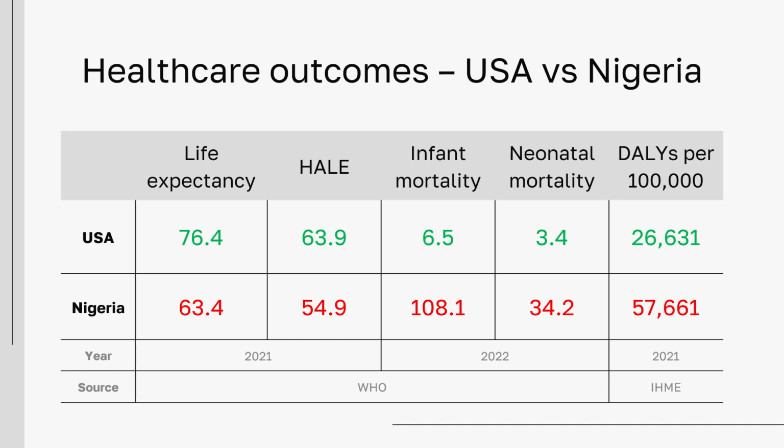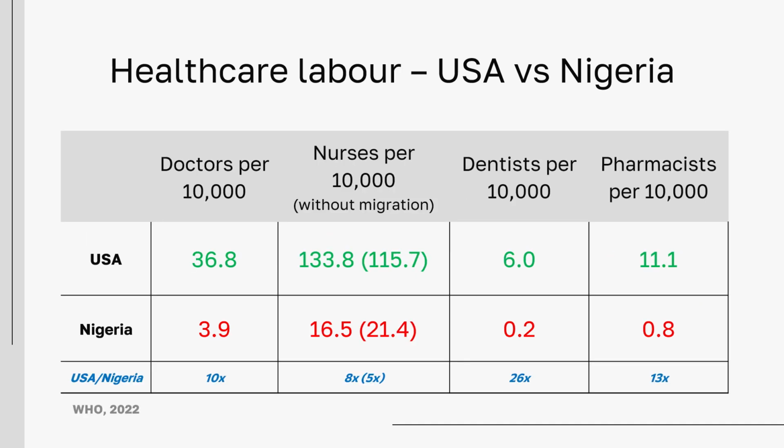So, fairly obvious to most that yes, the U.S., being a developed country, has better healthcare outcomes than Nigeria. But now we can look at our demographic factors to explain these variations, because when we look at the ratio of healthcare labor hours per capita, we see strong variation. So the USA, for example, has 10 times the number of doctors per capita as Nigeria. They have 8 times the number of nurses per capita, 26 times the number of dentists per capita, and 13 times the number of pharmacists per capita, et cetera, right?